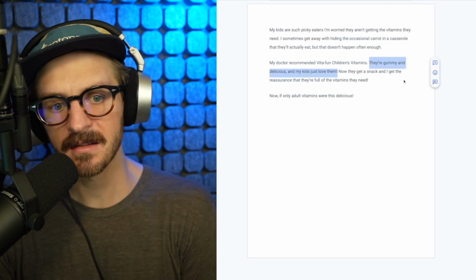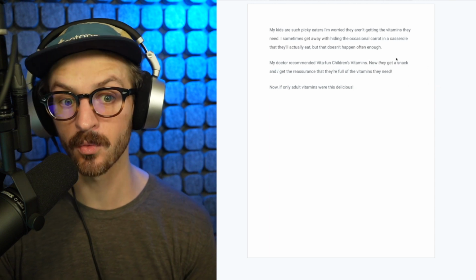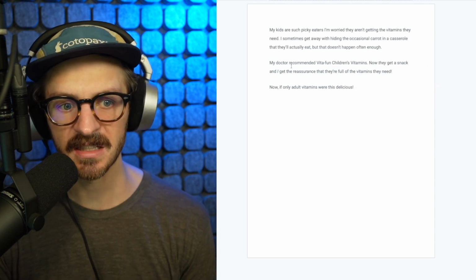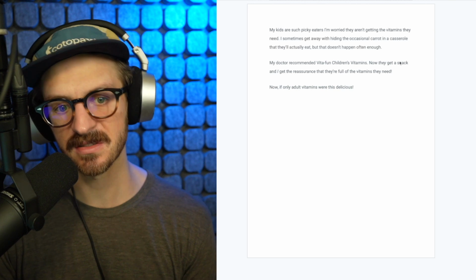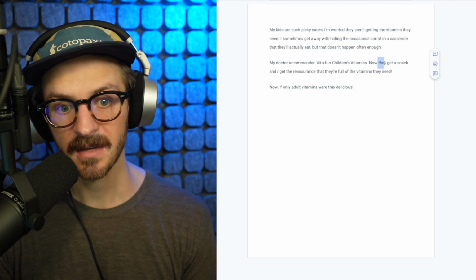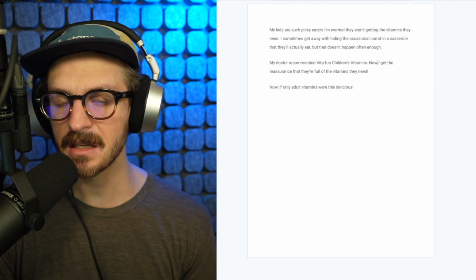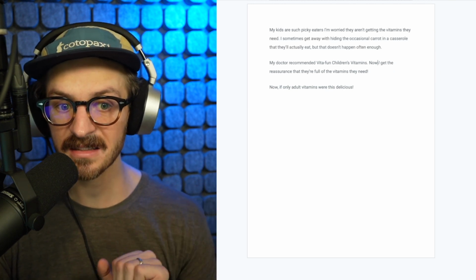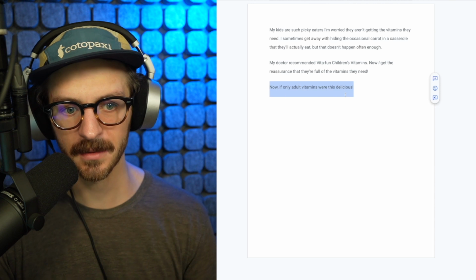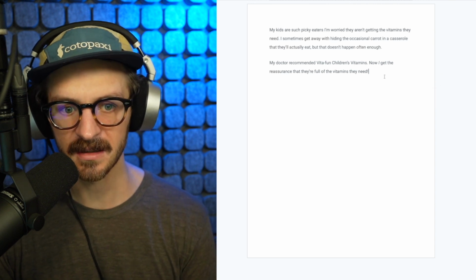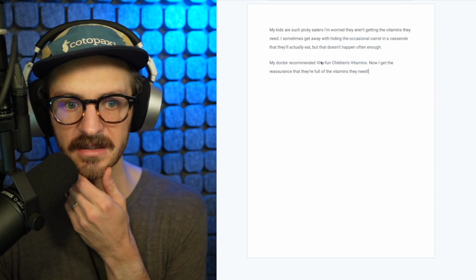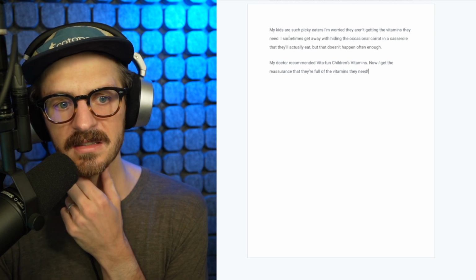We don't really need this, that they're gummy and delicious, if we're really paring it down. "My doctor recommended VitaFun children's vitamins. Now I get the reassurance that they're full of the vitamins they need." Ideally, we would keep both, but this streamlines it a bit more. And then we don't really need the "if only adult vitamins were this delicious." Let's try this on for size.